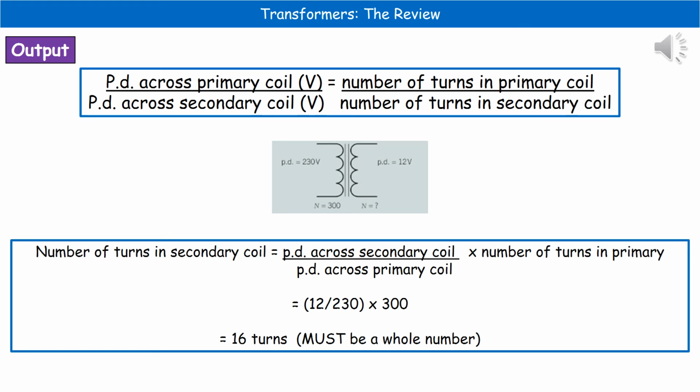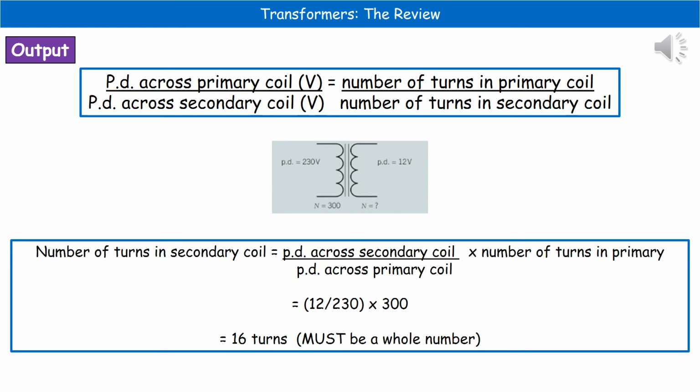So to rearrange that, we'd end up with the potential difference across the secondary coil divided by the potential difference across the primary, and then we times whatever that answer is by the number of turns in the primary. So when you substitute in your actual values that we were given in our question, it ends up as 12 divided by 230 and then times by 300, which gives us 16 turns. And one thing to bear in mind is this must be a whole number. If when you've done your calculation it's not a whole number, you've gone wrong somewhere.